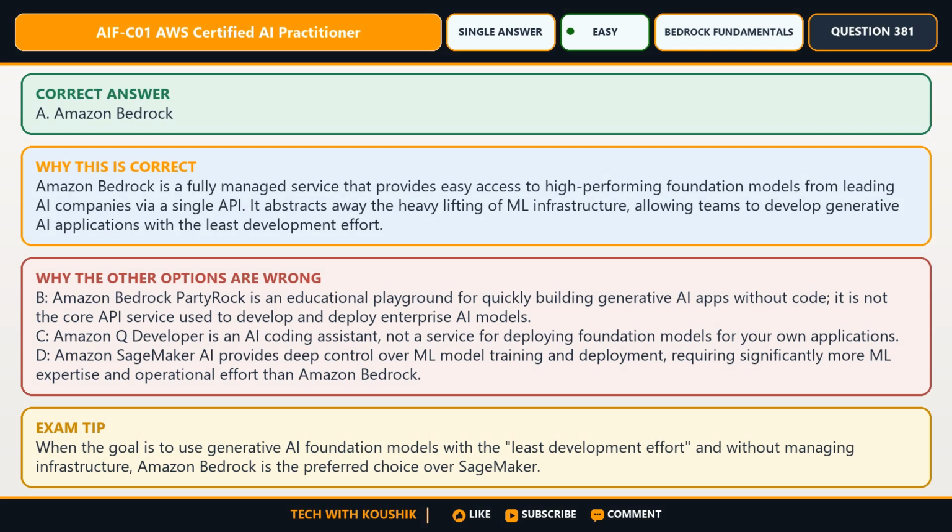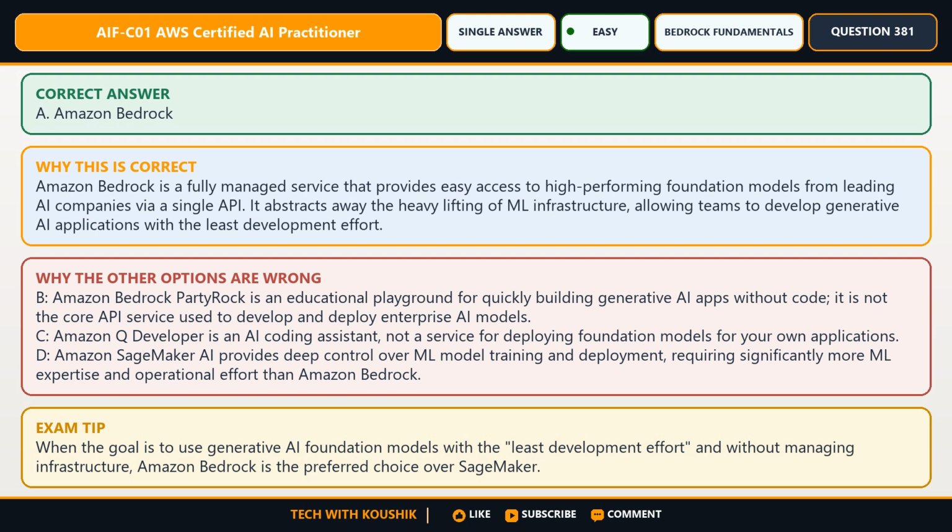After elimination, select A, Amazon Bedrock. This option satisfies the complete requirement because Amazon Bedrock is a fully managed service that provides easy access to high-performing foundation models from leading AI companies via a single API. It abstracts away the heavy lifting of ML infrastructure, allowing teams to develop generative AI applications with the least development effort.